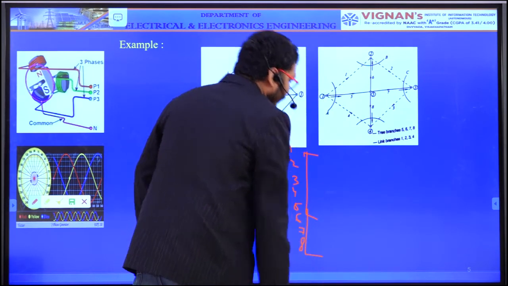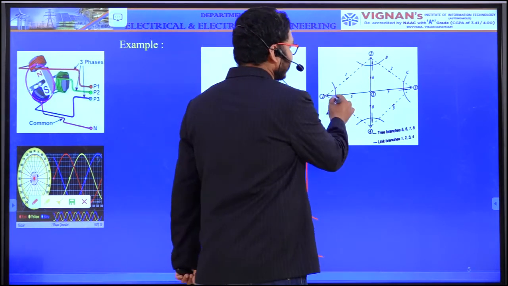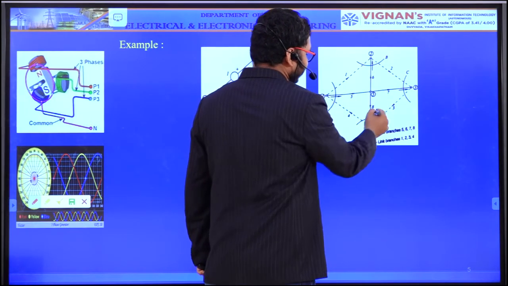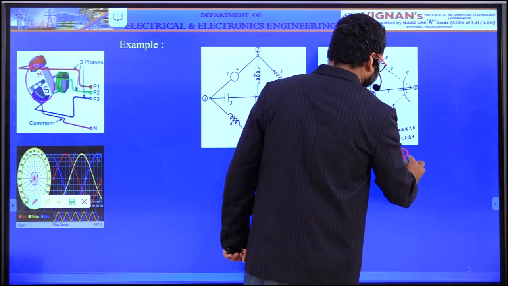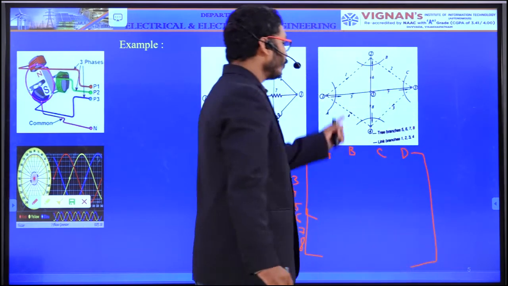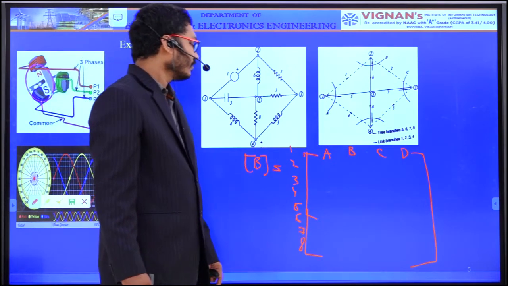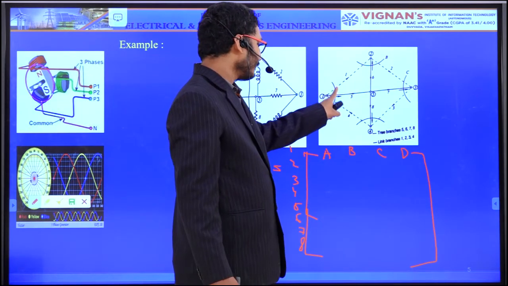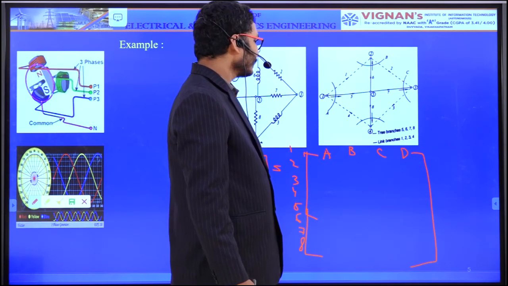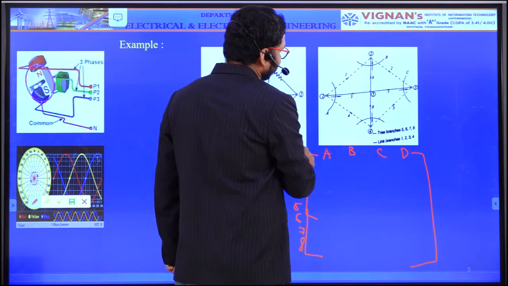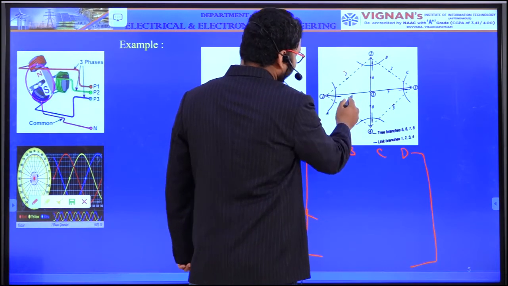How many basic cut sets are there? Basic cut sets A, B, C, D. Basic cut set, not just a cut set. A basic cut set should have only one tree branch, and the remaining branches should be links. Now tell me, for this basic cut set A, what branches are correlated? 1, 5, 4.